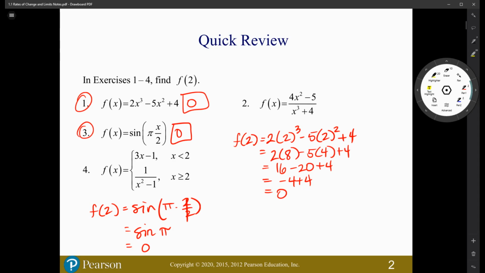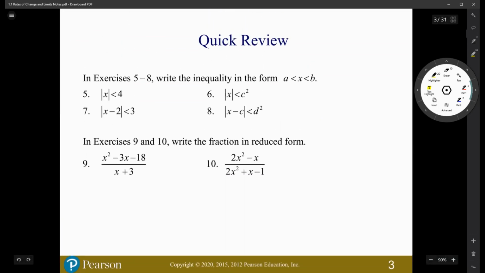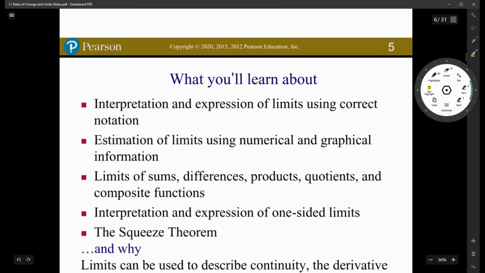So if you look in the next 2 slides, you'll see some more questions and the answers to the ones we just did. Hey, we got number 1 and number 3 correct. I encourage you to go back and check out number 4, the piecewise function, number 2, the rational function. If you want some more practice, I suggest 5 through 10. I'm going to leave those for you, though, and the answers follow up on slide 5.